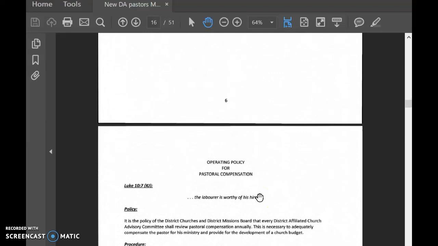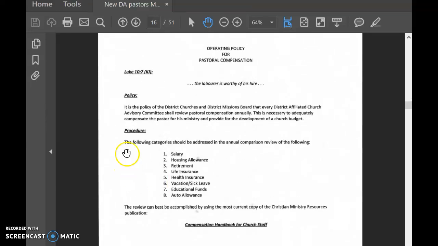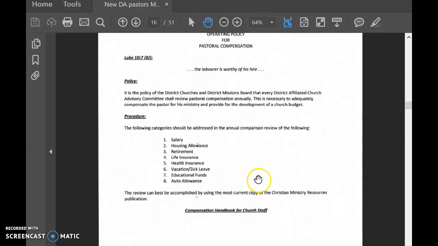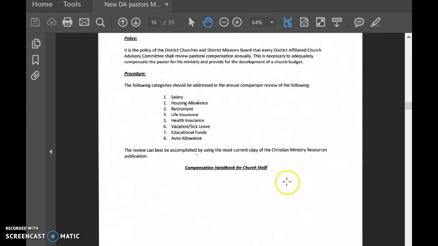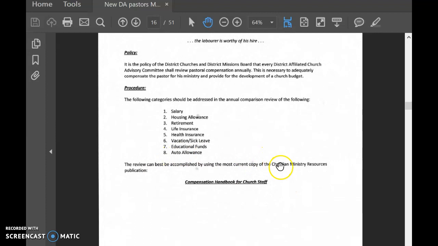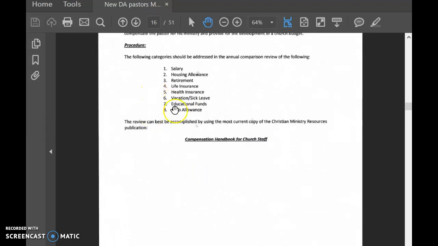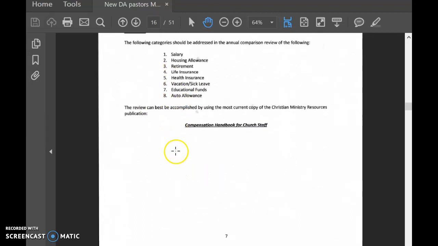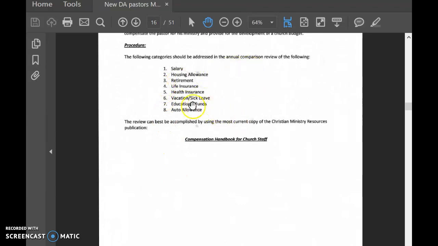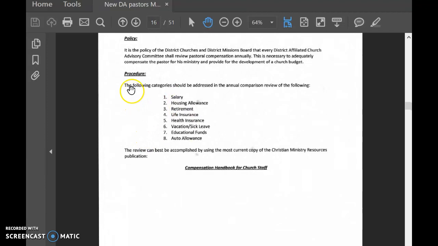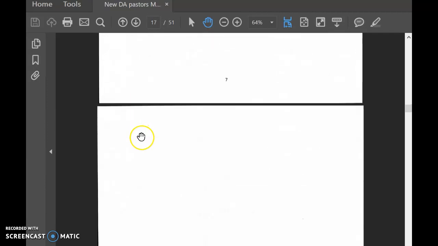So let's see here. Pastoral compensation. This can actually be given to your advisory committee for them to look over. This would be beneficial, and it would behoove you for them to look this over. The different categories of how they can assist you as the pastor and how they can best help you also in regards to housing allowance.